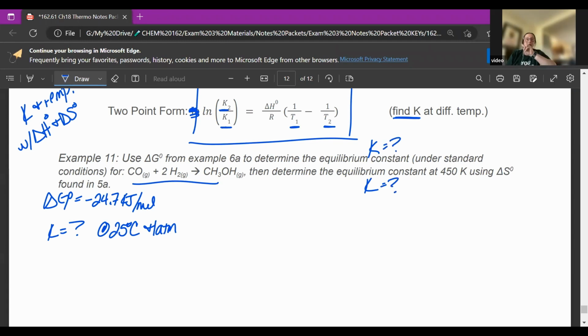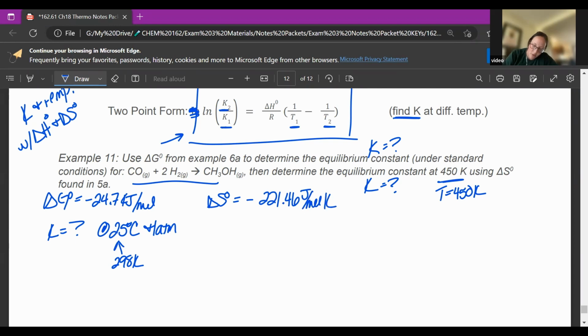That means I have 2 K values. So I'm going to have to use this 2-point equation at a different temperature. So when temperature is 450 Kelvin. All right. Well, and this one was at 25, so 298 Kelvin. Using delta S found in 5A. So delta S naught was, where is it? Negative 221.46. And I think that was, yes, joules per mole Kelvin. So I have a delta G, I have a delta S, I have K.